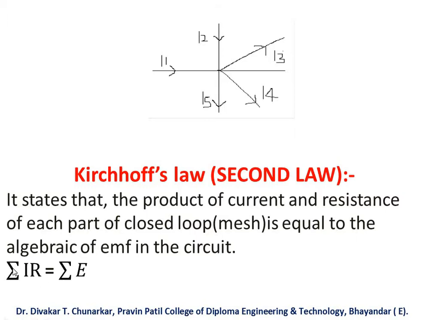Mathematically, summation IR equals summation E, where I is the electric current, R is the resistance, and E is the algebraic EMF. EMF means electromotive force. So our statement is: Kirchhoff's second law states that the sum of the product of current and resistance is equal to the electromotive force.